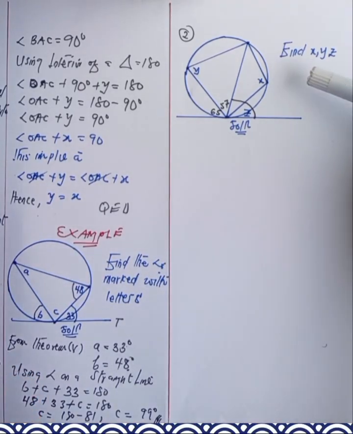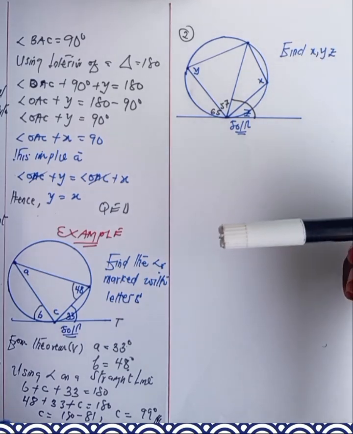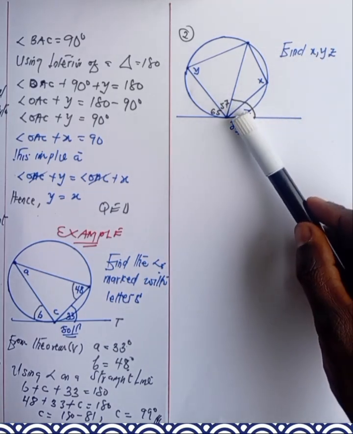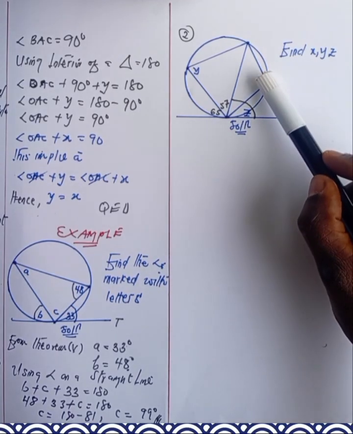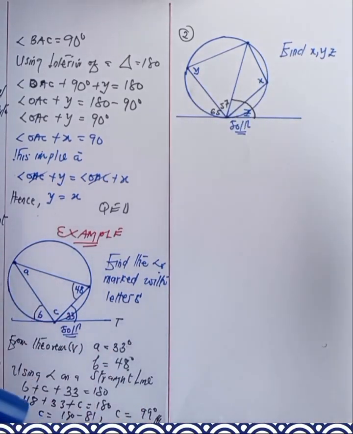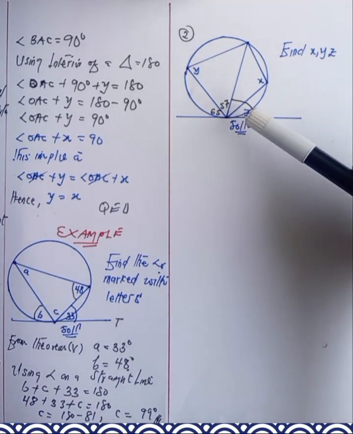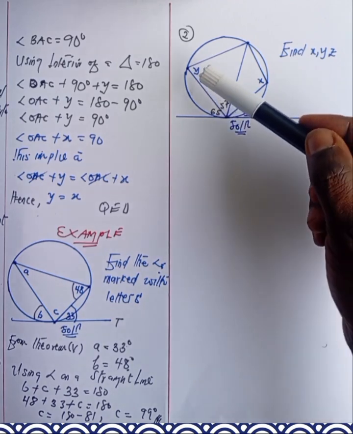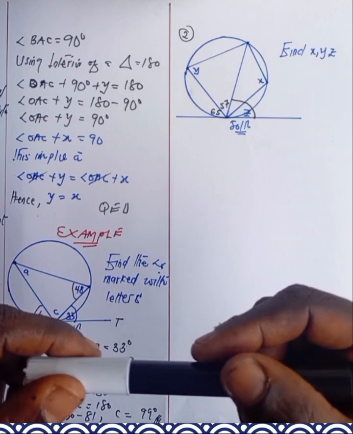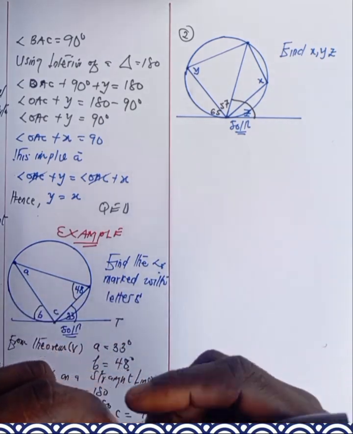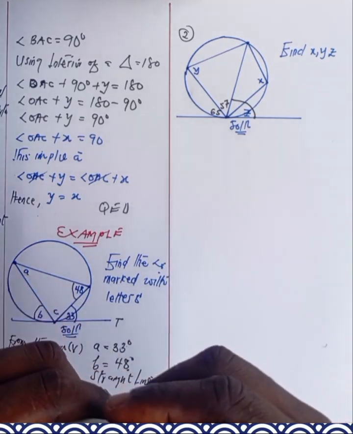So we have to find the value of x, y, and then z. This is x, the whole of this angle is x, the whole of this angle is z, and then this is x and then y. So where do we start? Let's start by finding the value of z, because when you get z, you will get y. When we get y, we will get x by applying the theorem.